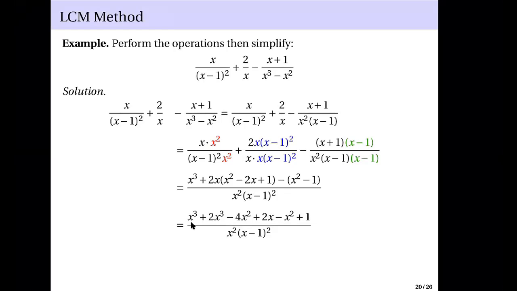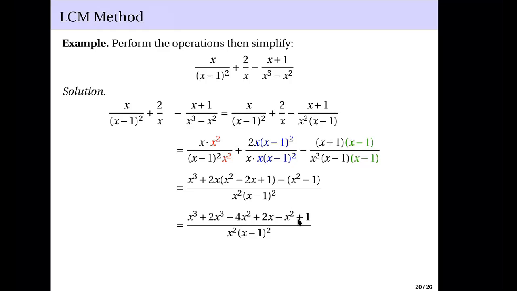So x cubed is still here. Here you have 2x times x squared. That's why you have 2x cubed. Then here you have 2x times negative 2x. That's why you have minus 4x squared. Then you have 2x times 1. So that's why you have 2x in here. Are we good? And then here you have minus x squared. That's why you have minus x squared here. Then minus times negative 1 in here. That's why you have plus 1 in here. Okay?